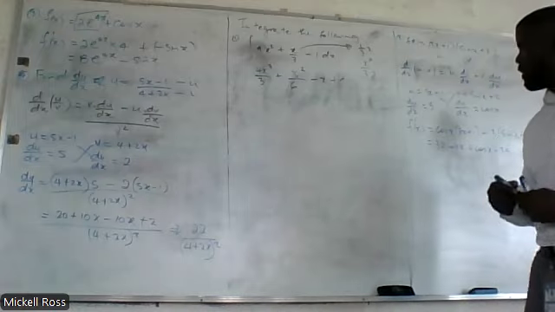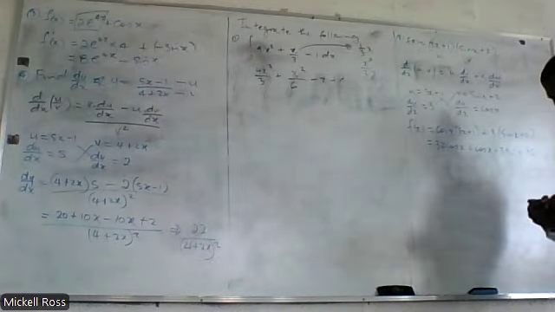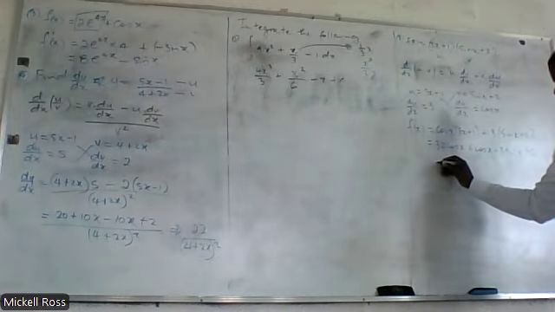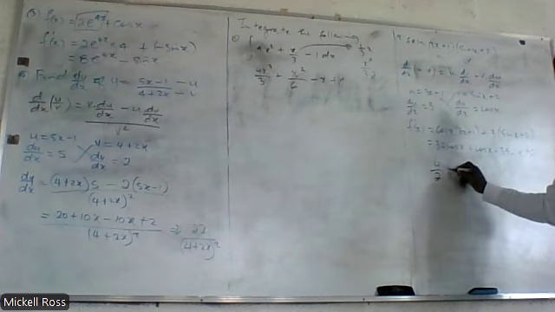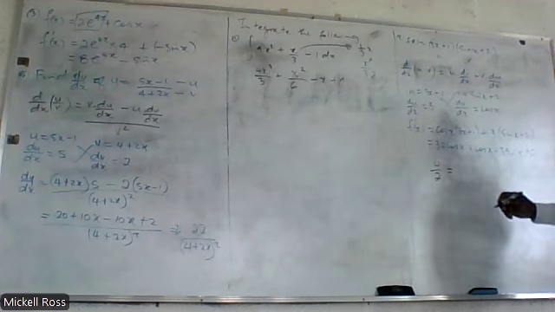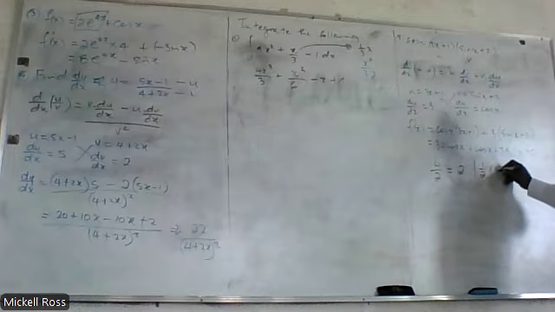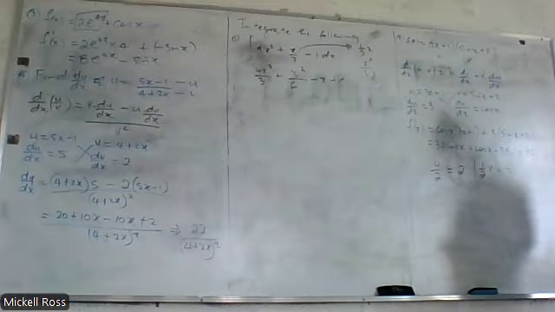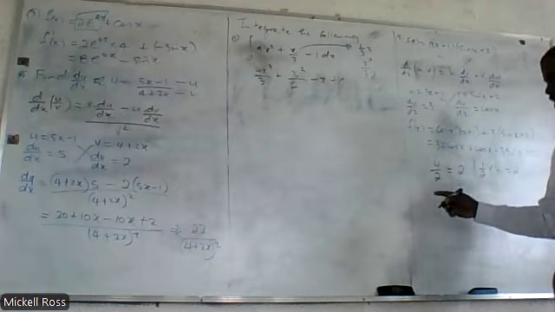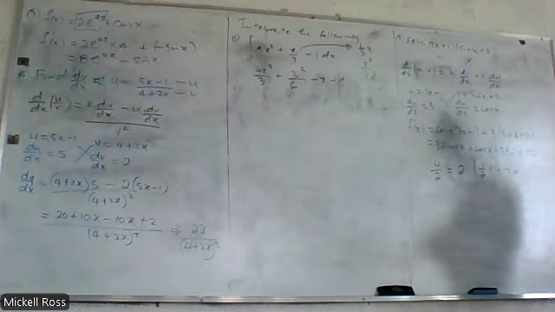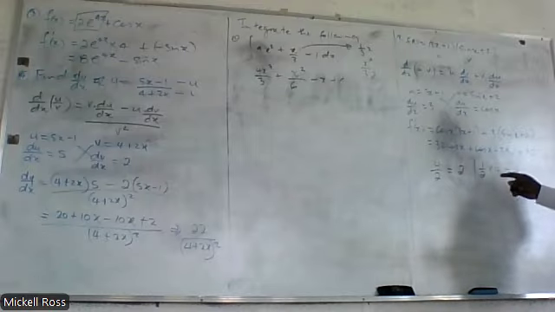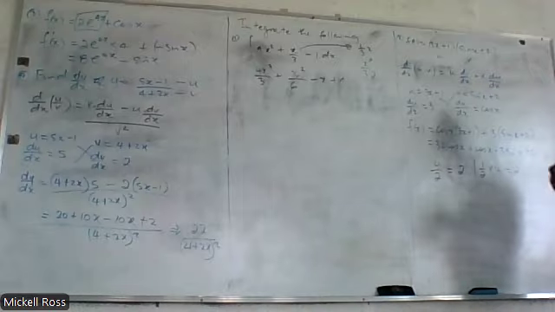All right, so let me ask you something. If I say 4 divided by 2, what do we get? 2. If I say a half times 4, what do we end up with? 2. So dividing by a number is the same as multiplying by the reciprocal of the number, or 1 over the number.